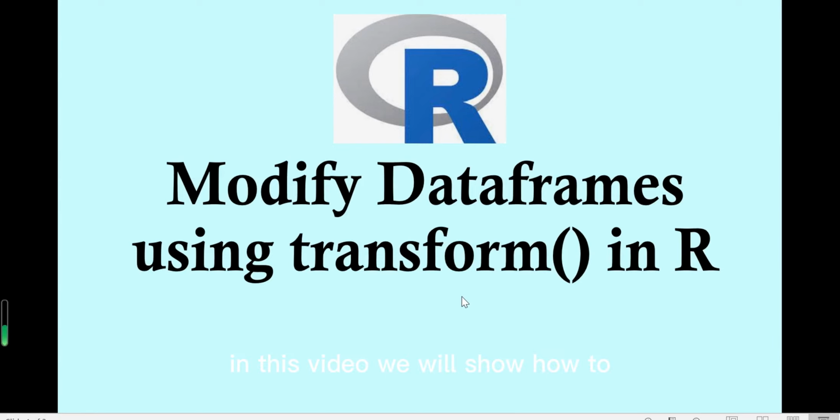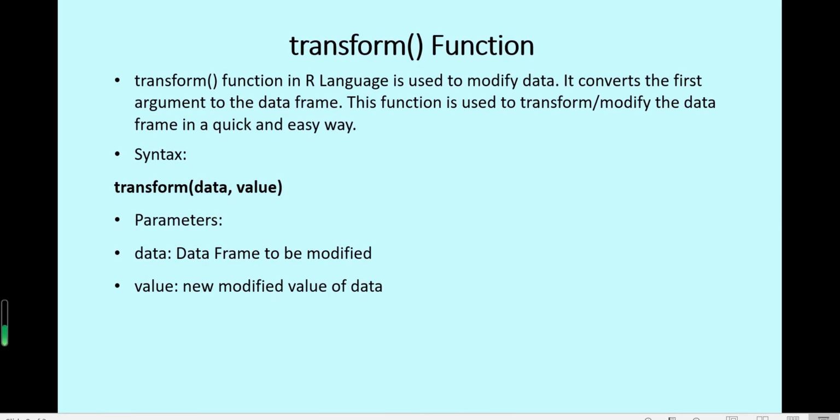In this video, we will show how to use the transform function to modify data frames in R. So if you want to modify a data frame, you can just set new values to variables of this data frame. But sometimes there is a function called transform which can be utilized to do similar operations in a compact way. So transform this data frame with the new values to new variables.